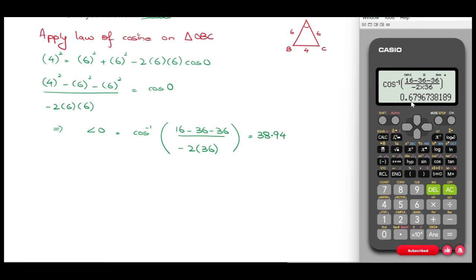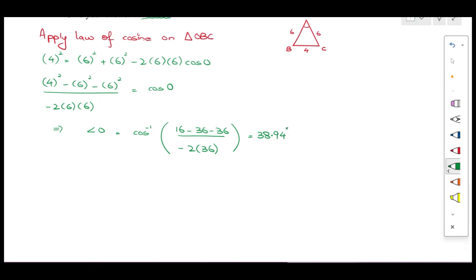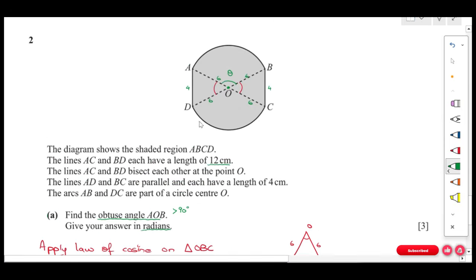0.6796. If I round it, 0.680. Okay, this is in degree. Now for radian, 0.680 radians. Okay, because we need to figure out the angle in the radians, right? All right, now we have done with this angle.